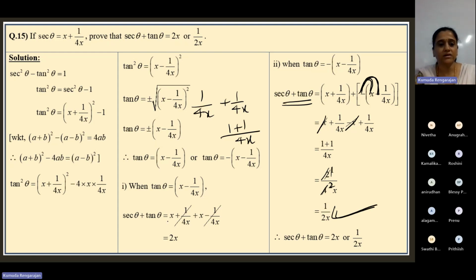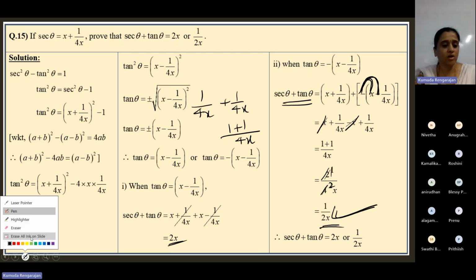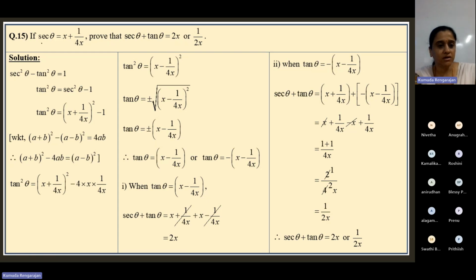So we have proved that secant theta plus tan theta can be 2x or 1 by 2x. So how do you remember this answer? We are given the expression for secant theta, and we have to find the expression or expressions for secant theta plus tan theta. Secant theta you have, tan theta you don't have. So you should find tan theta first. And how do you find tan theta? Using the identity secant square theta minus tan square theta is 1.